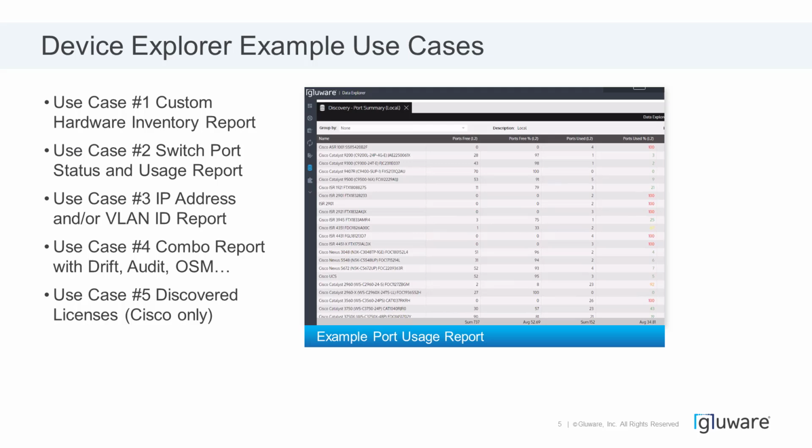In use case number 5, this is another example that's ported over from data export, where we have the ability to export out Cisco licenses that are enabled and used on platforms. And now this functionality is exposed and available in Data Explorer as well. So looking at, again, the Cisco licenses in your equipment.